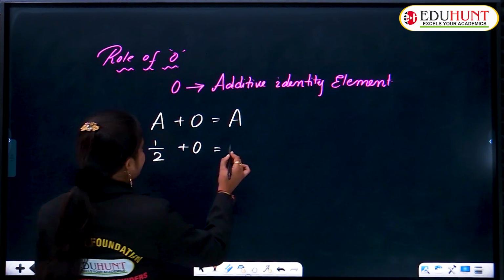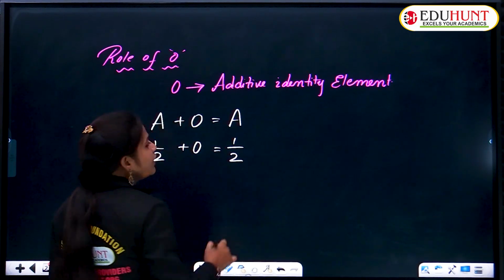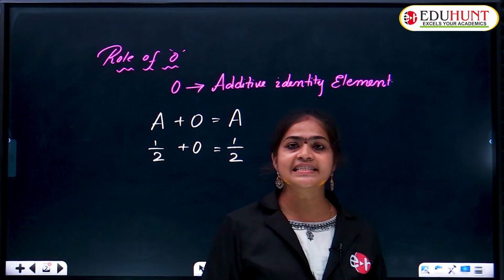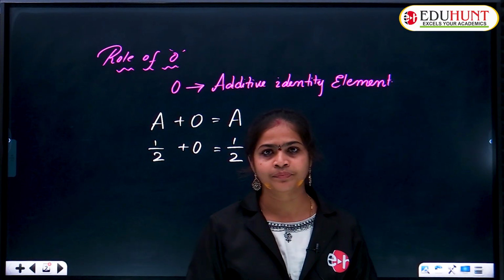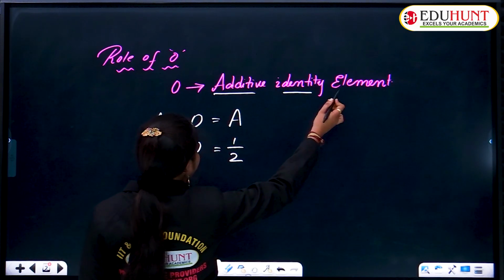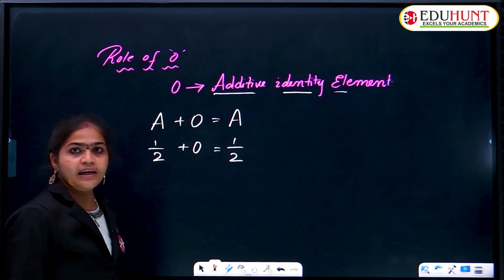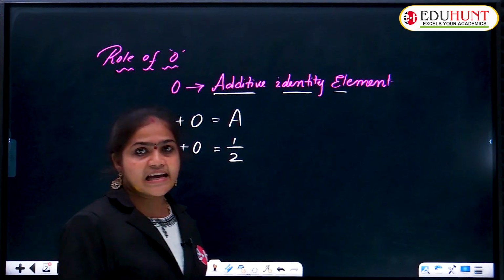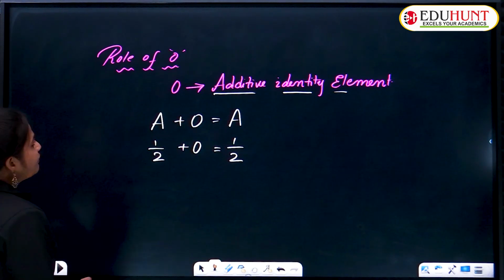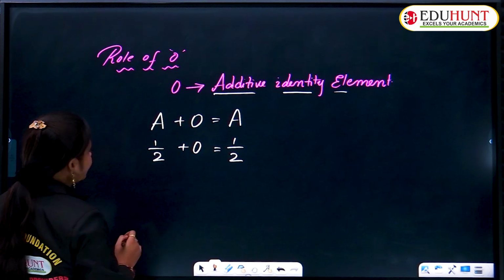So as per this, if you add 0 to any rational number, you again get the same number itself. That's why 0 is called the additive identity element. The additive identity element is dash. What is the answer? That is 0.